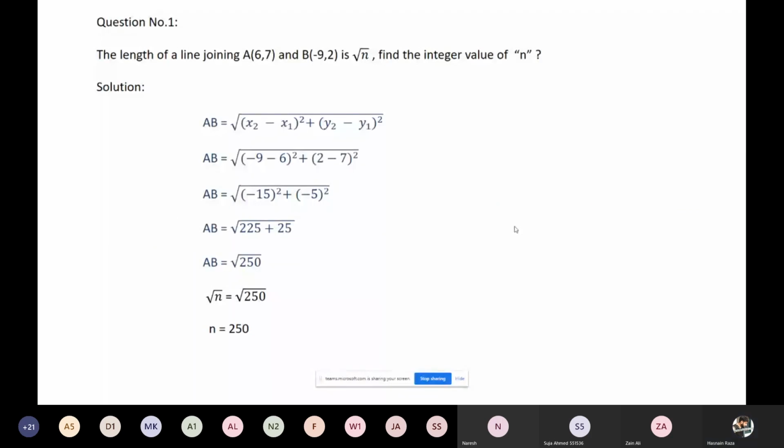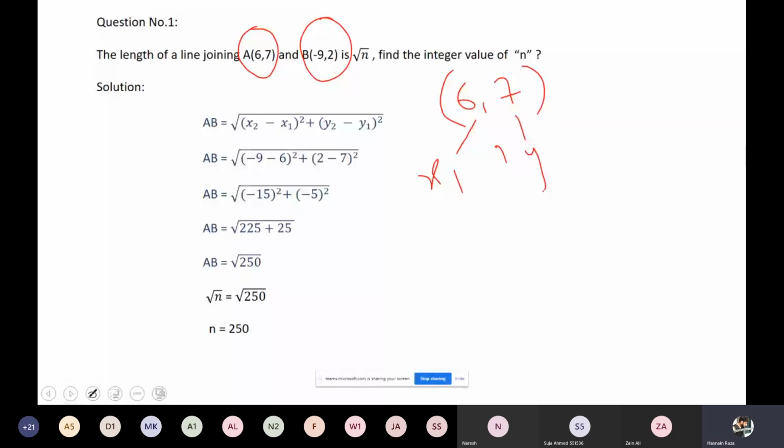So we have just put in the values of point A and point B. 6, 7: we can say this is x1 and this is y1. Minus 9, 2: this is x2 and this is y2. So x2 minus x1 is minus 9 minus 6, which is minus 15. Addition. y2 minus y1: 2 minus 7 is minus 5.